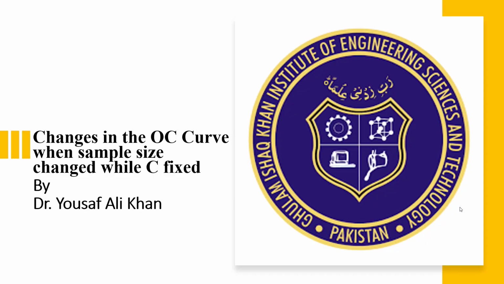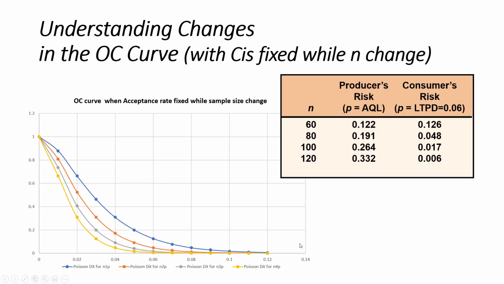Okay, in my previous lecture, I showed you what the impact will be on the OC curve, what changes occur in the OC curve when the sample size is fixed and the acceptance rate, or the acceptance number, is changed. So now in this lecture, I'm going to show you what kind of changes occur in the OC curve when the sample size changes while the acceptance number C is fixed. We will apply this on the same example which I discussed when the sample size was fixed and the acceptance rate changed.